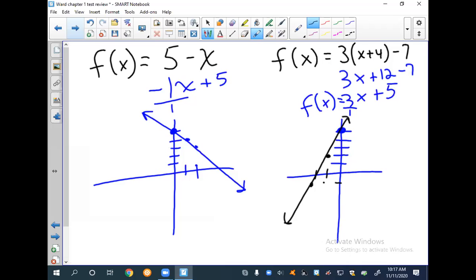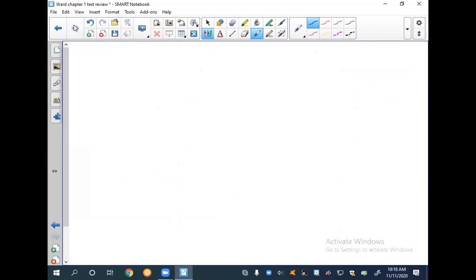Function notation hard yet? You knew how to do chapter 2. It is not. It is not. It's not. Oh, it's not. Still have a little bit of room?